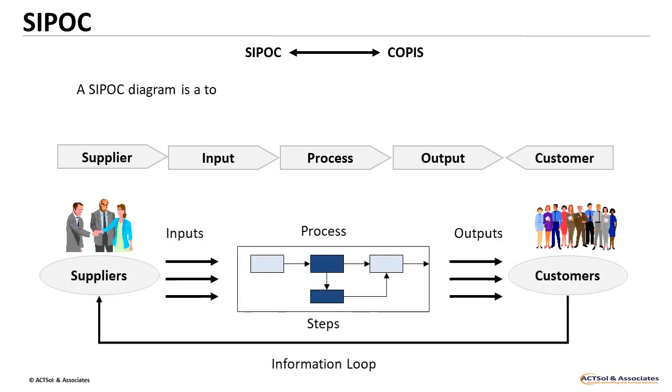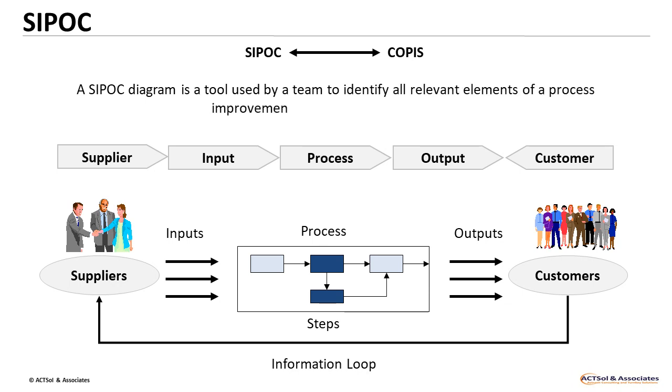A SIPOC diagram is a tool used by a team to identify all relevant elements of a process improvement project before the work begins. It helps define a complex project that may not be well scoped.